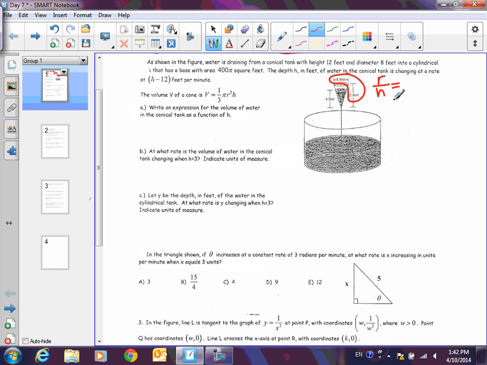8 to 12. Okay, so 8's the diameter. Oh, sorry, 4 to 12. So 4 to 12, are y'all okay if I write it as 1/3? Okay. So you could solve for r from here, solve for h. You could find dr over dt or find dh over dt. You could find all of that stuff from this proportion.